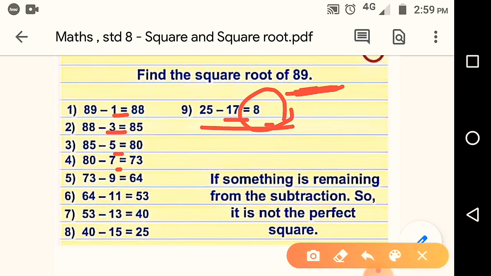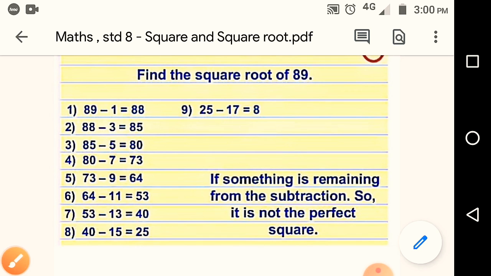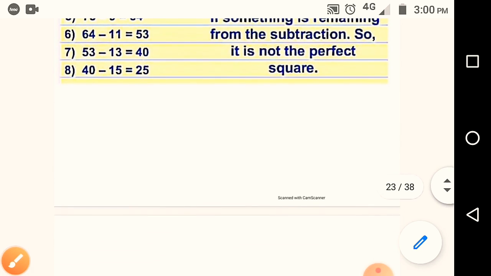So 89 is not a perfect square number. This is not a perfect square of any number. अगर होता तो end में 0 will come. Compulsory it will come. So this is called the repeated subtraction method.